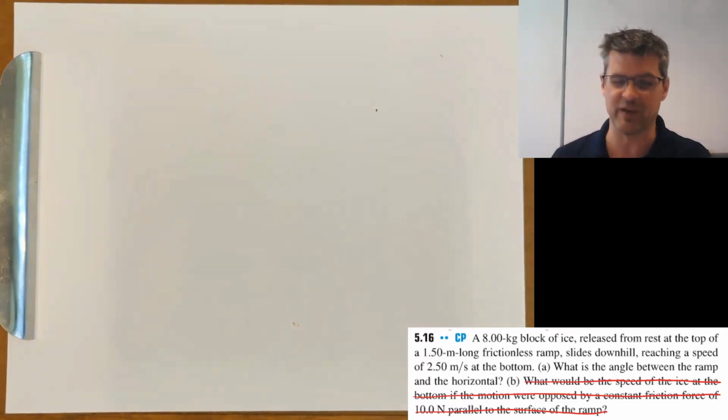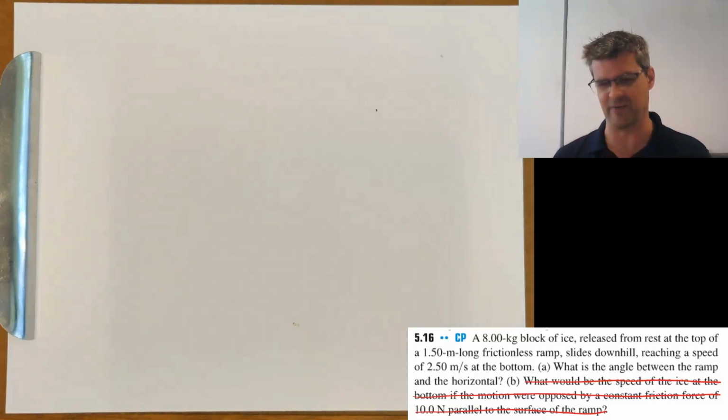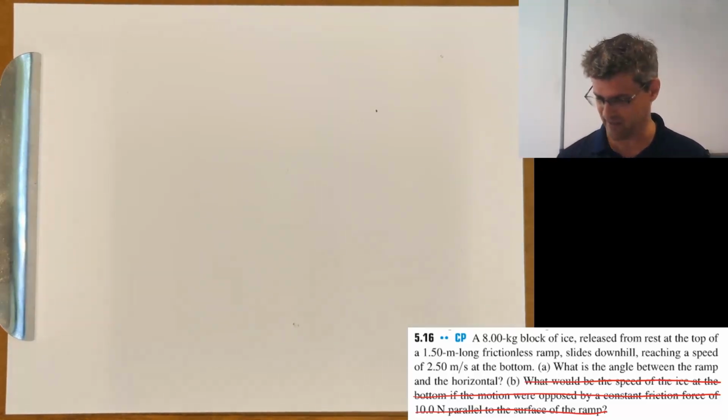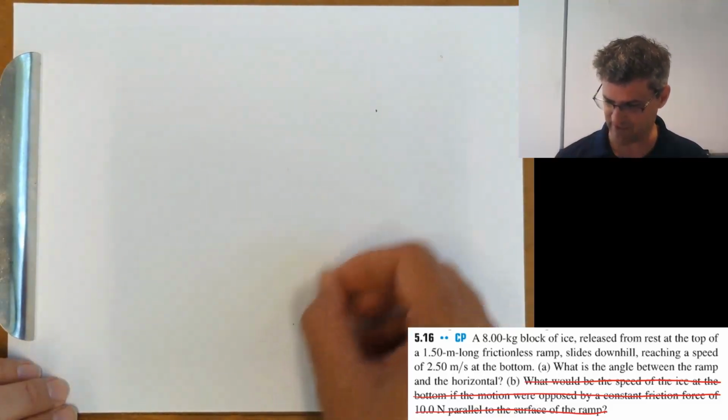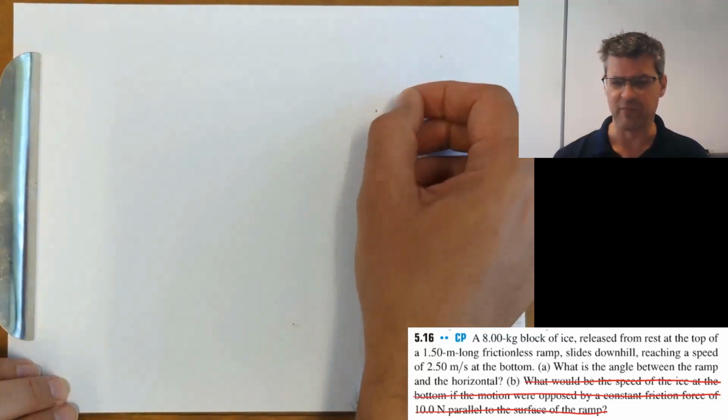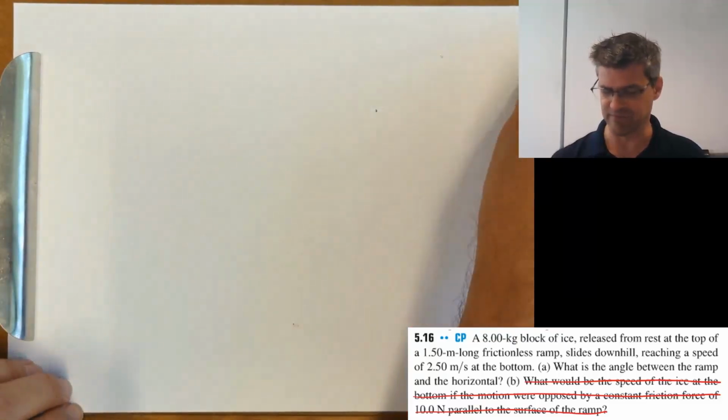Now, there's part of the problem that's crossed out because the way that he handles frictional force in this book is a little bit weird. We don't handle frictional forces that way. We're going to do that in our next discussion on friction, next part of the lecture. But we're going to do part A of this problem.